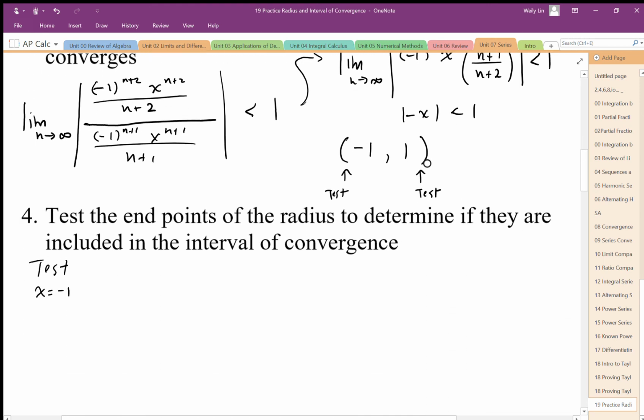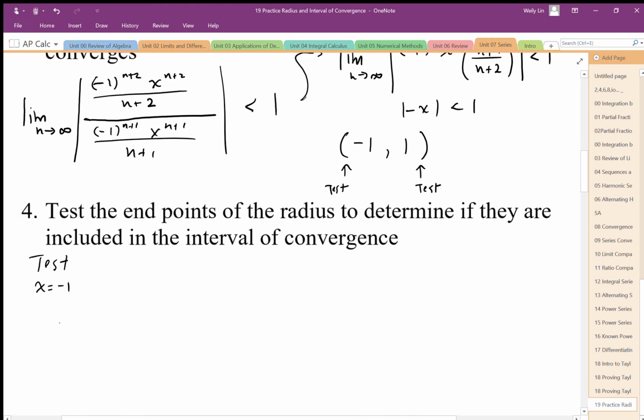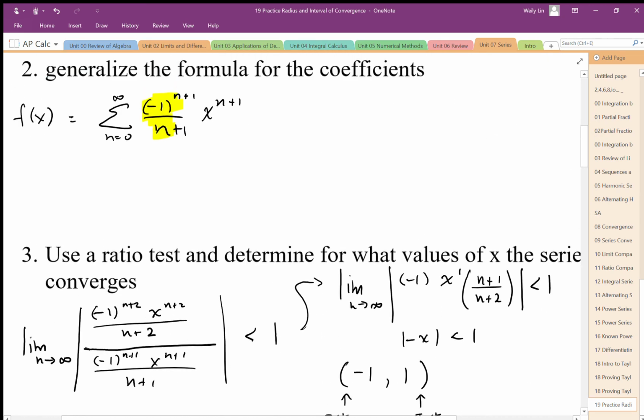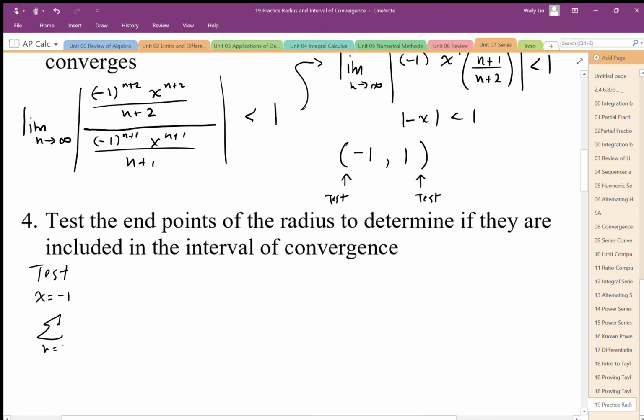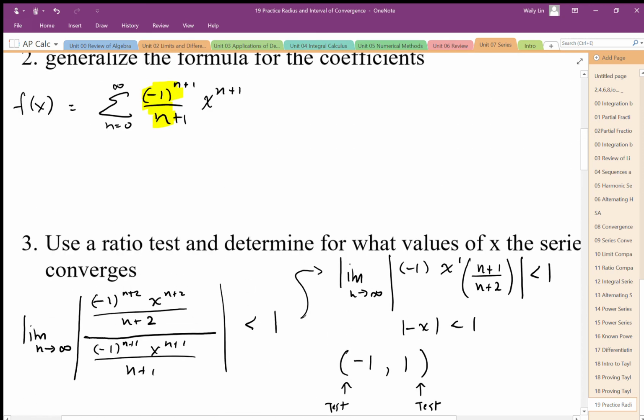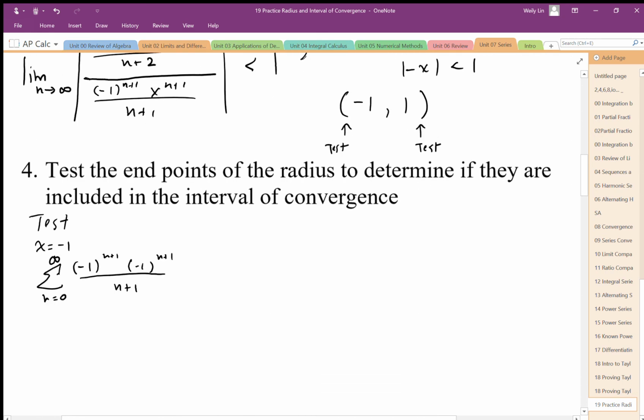So I'm going to end up with my infinite series, n equals, what did we start at, 0 or 1? I forget, 0. 0 to infinity. And it's going to be (-1)^(n+1). It's going to be x, or negative 1, for x^(n+1). And that's all divided by n+1. Just double check that. Yeah, that looks pretty good.